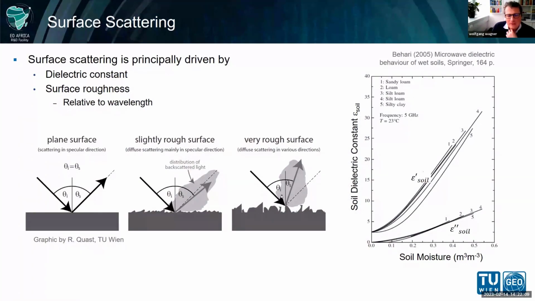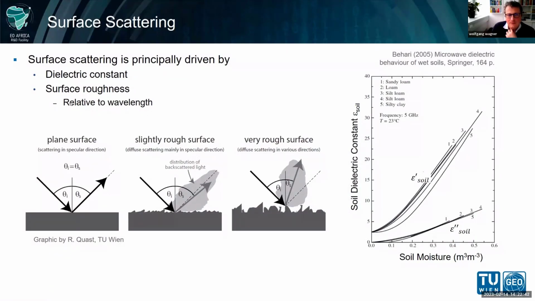Another situation is if the surface becomes very rough or almost perfectly rough, then you have incoming radiation and almost equal scattering in all directions. And of course, there are intermediate cases between those two idealized conditions, where you have a strong forward component, but there's also scattering in all kinds of different directions. That would be the most realistic scenario for most of the surfaces that we have.